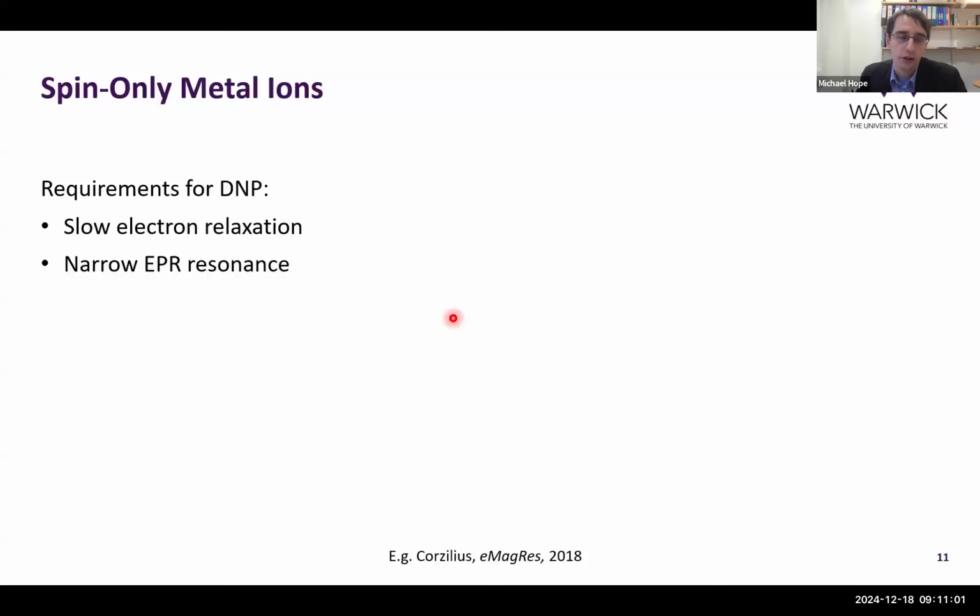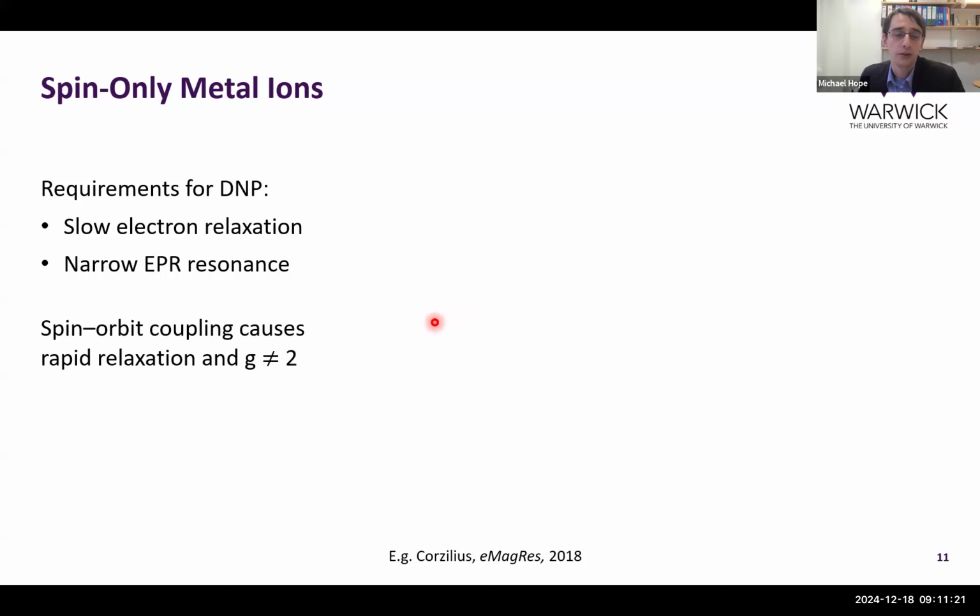If we want to use the solid effect, there are a few requirements to get efficient DNP. Basically, we need to effectively saturate those resonances which are only weakly allowed. To do that, we need slow electron relaxation and we need a narrow resonance. If we're thinking about metal ions, if we have any spin-orbit coupling, well, A, that causes rapid relaxation, so it's hard to saturate those transitions. And we also deviate from the free electron g value, which means that probably on our DNP system, we're not going to be able to hit the transition anyway.